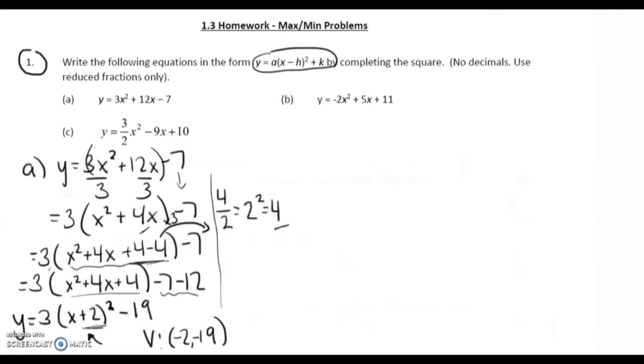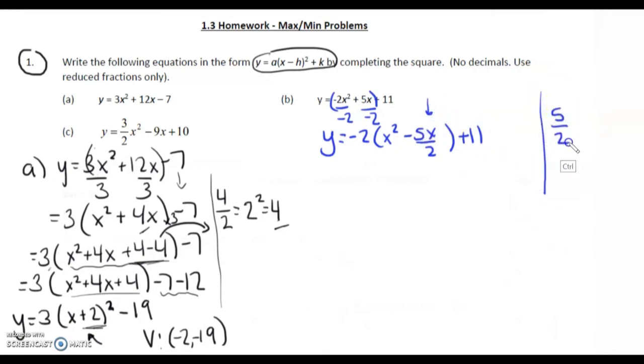So B, y equals negative 2x squared plus 5x plus 11. So we're going to bracket the first two terms, and we're going to factor out the entire coefficient of x squared, so negative 2. Okay, so we have y equals negative 2 times x squared minus 5x over 2, and then plus 11. Okay, so just like normally, we take this 5 over 2, and we divide it by 2.